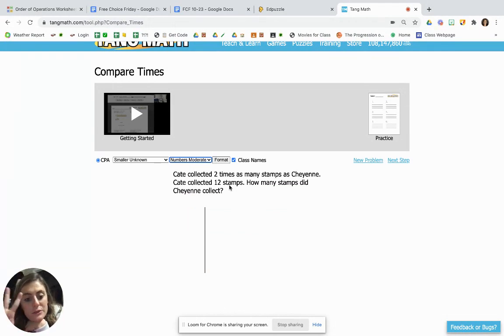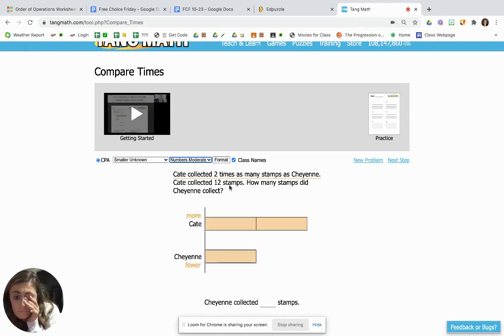Let's do another one. Kate collected 2 times as many stamps as Cheyenne. Kate collected 12 stamps. How many stamps did Cheyenne collect? So we're trying to figure out how many stamps Cheyenne collected. And it says here, Kate collected 2 times as many. So Kate gets 2 boxes. Cheyenne gets 1 box. Now remember, the sum of both of Kate's boxes is 12, right? Because Kate has more and her total is given. So Kate collected 12 stamps total.